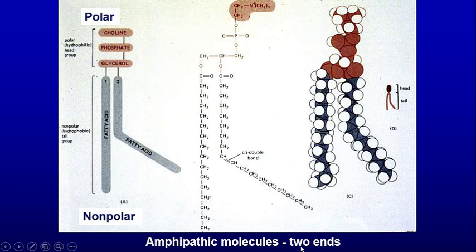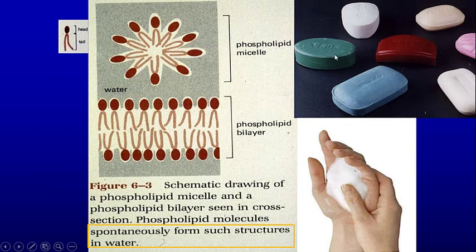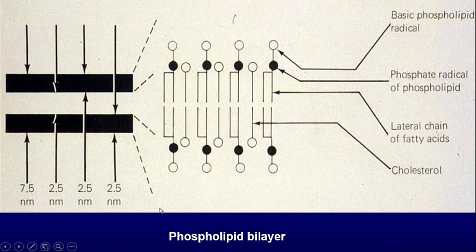So if we look at amphipathic molecules, two ends, you see a polar end here and a nonpolar end. And so we see the head and the tails. And the nonpolar end doesn't like water, and so it runs away from water. And here you can see that whenever you're washing your hands with soap, you're really making micelles. The micelles are produced, a little circular ball with the tails trying to run away from the water. Also, a phospholipid bilayer is another way to get the tails away from the water. And this is spontaneous production, and we'll see that here in a minute.